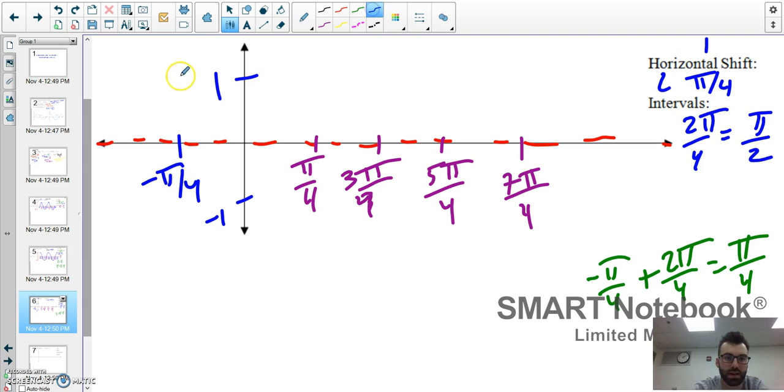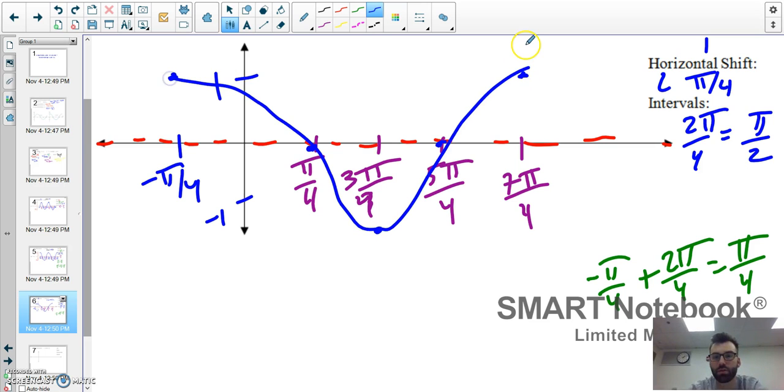Alright, and it's cosine, so I start at the top, go to my midline, down, mid, max. Notice how we don't go through 0 here. You don't always have to go through 0. It's not required. Pay attention to your values. Okay. My graph's a little messed up here. I should have spaced these out a little bit more, but we're going to battle.